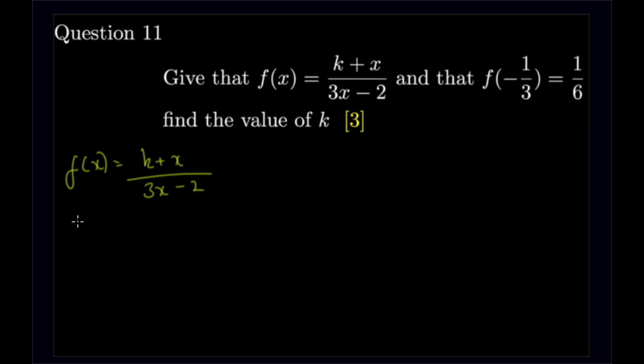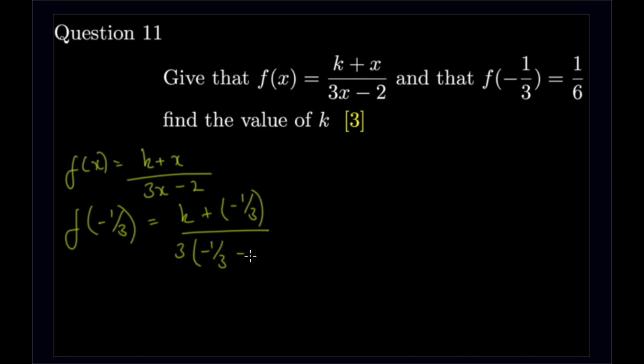So what you do is you substitute. If you substitute x equal to minus 1 over 3, you get k plus, in place of x we put minus 1 over 3. I advise you, whenever you're substituting, just use brackets to be safe. So minus 1 over 3 minus 2. And for this, we are told that this should give you 1 over 6. And here you get k minus 1/3.